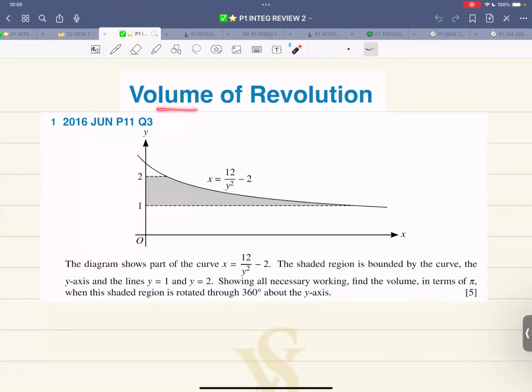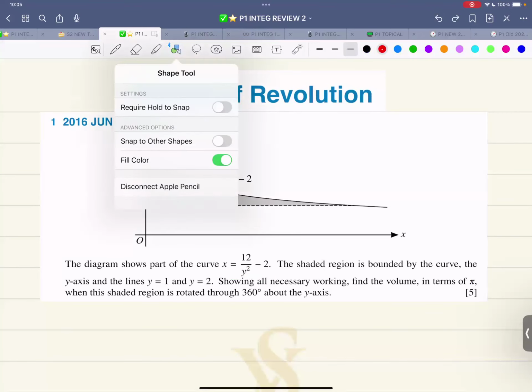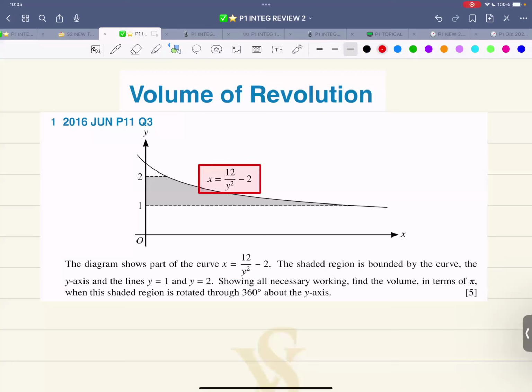It's about volume. The question says the diagram shows part of the curve. Now focus on this. X is already the subject. The equation of the curve is written right over here. So let me highlight this. That is the equation of the curve. So that is the equation of the curve. X is already the subject.